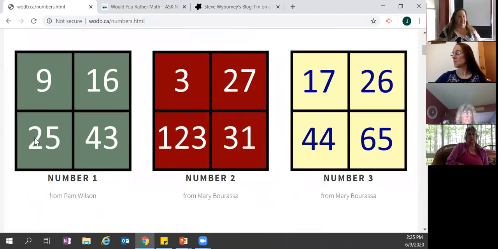So in a puzzle like this, these are all square numbers. This one is not a square number. This is the only even number. This is the only single digit number. It's also the only one that the digits do not add up to make 7.